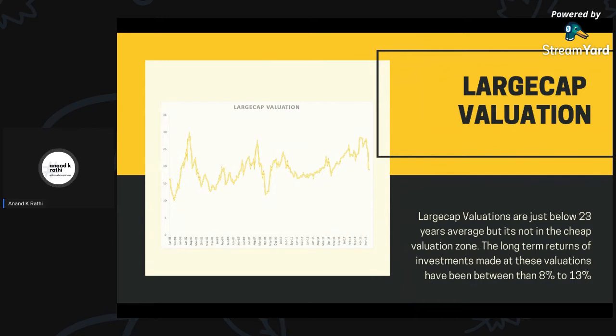First on large cap valuation. In the last 23 years, the general average has been about 19 as per our matrix, and the current valuation is just a tad below 19. Historically, investing at these levels has generated a return of about 8 to 13% in the next 5 or 7-year period. So it is not fairly valued. It's slightly on the higher side, but it's not very high either.